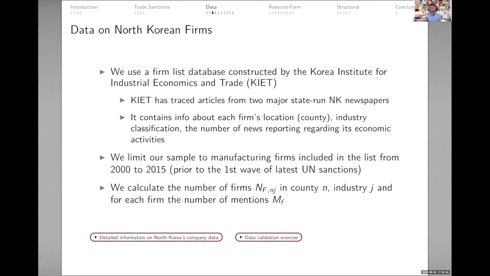So there are two concerns regarding this data set. The first is that it doesn't provide information about the size of each firm. So that's going to be one of the challenges. A second challenge is that you might be worried that it doesn't report all the firms in North Korea. So there might be some type of selection bias there.